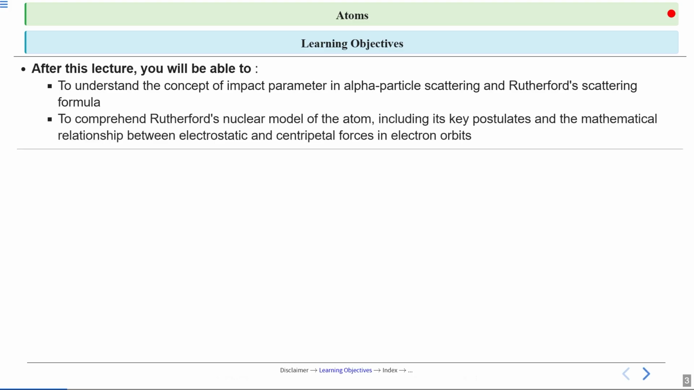You will explore Rutherford's nuclear model of the atom. You will be able to understand the key postulates and see how the electrostatic force between the nucleus and the electron provides the centripetal force needed for the electron's circular motion.